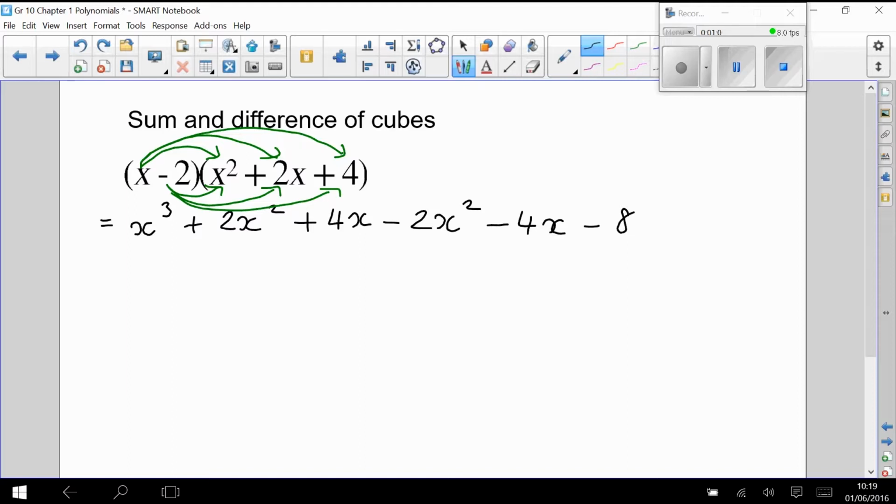Let's check and see what will happen when I add like terms. Well, when I add plus 2x squared and minus 2x squared, they add up to 0. And likewise, plus 4x and minus 4x also add up to 0. So once I've simplified these terms, I end up with only two terms, x cubed minus 8.